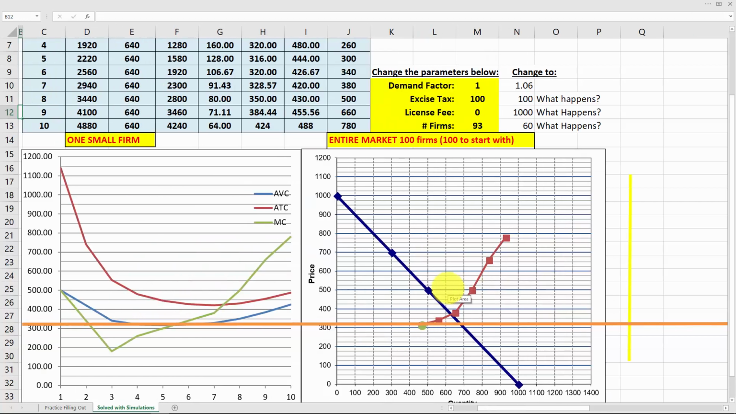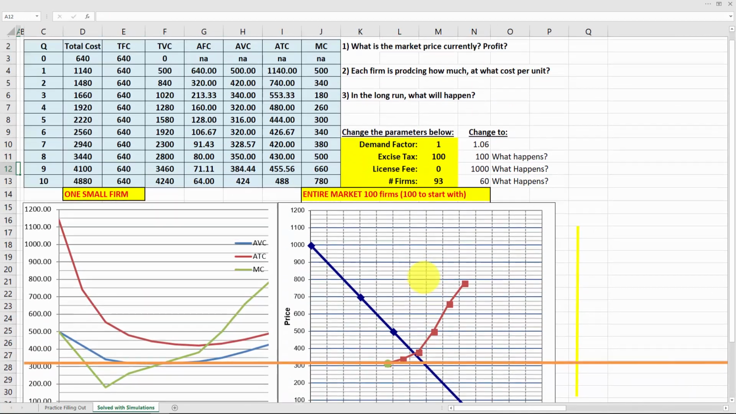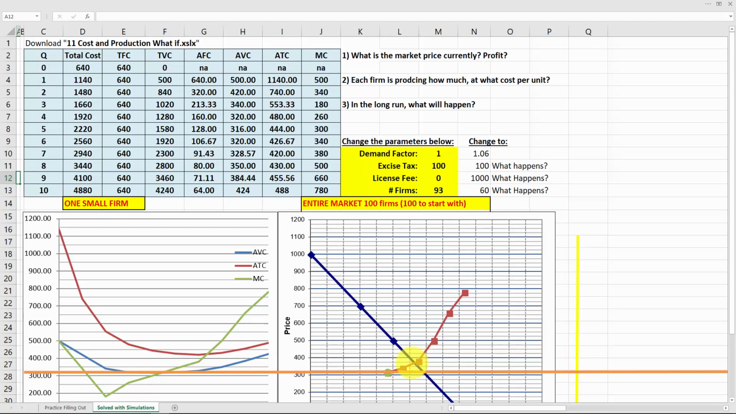And let's look and see what effect this is going to have on these firms. The market price now is $370 or so. What's the new break-even price?